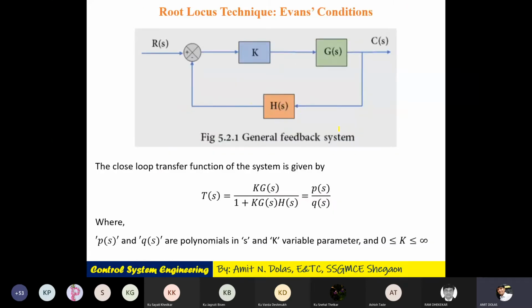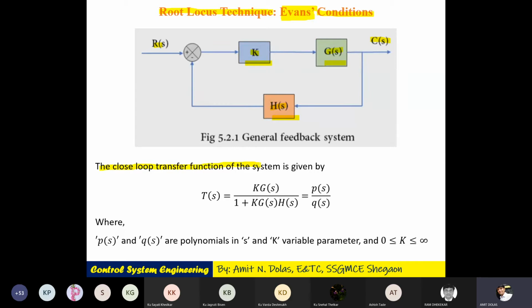Moving to the rules now. W.R. Evans introduced this root locus technique in 1948. There are certain conditions called Evans condition. This is the closed loop system with system gain K, open loop transfer function G(s), feedback H(s), R(s) excitation, C(s) output.